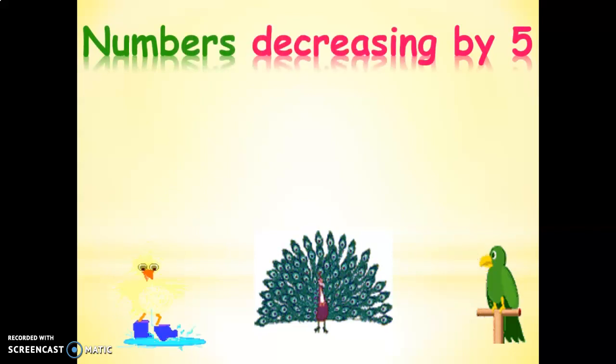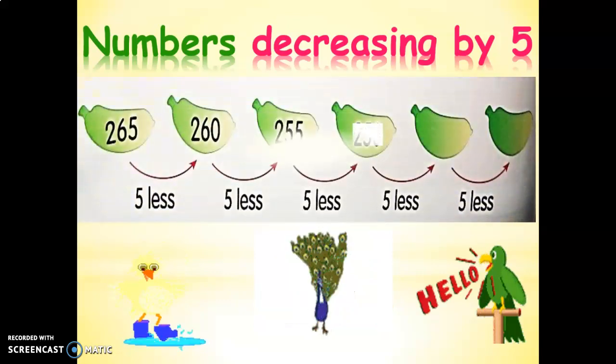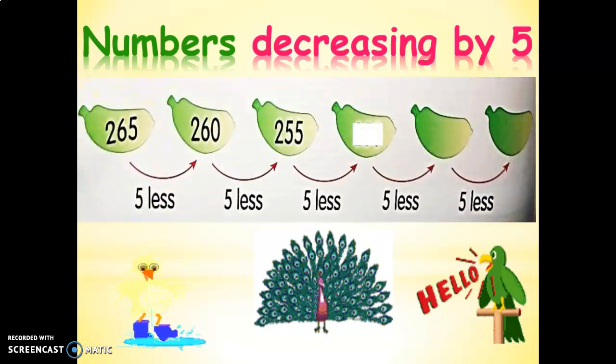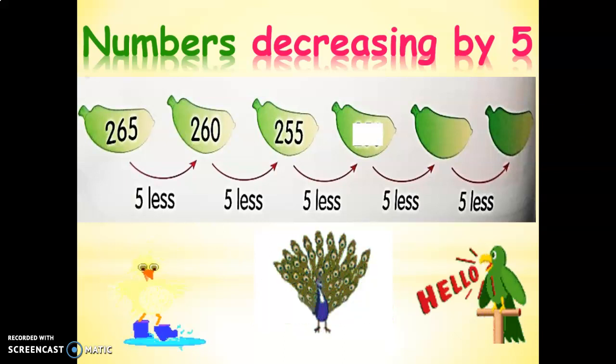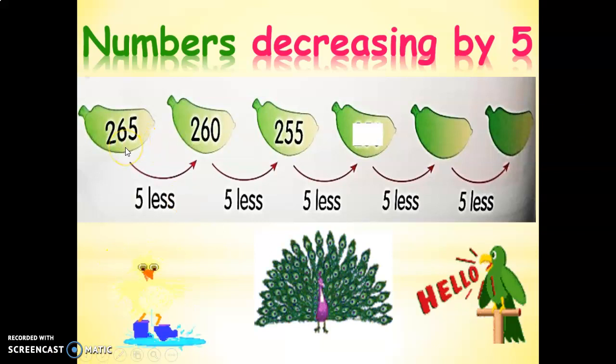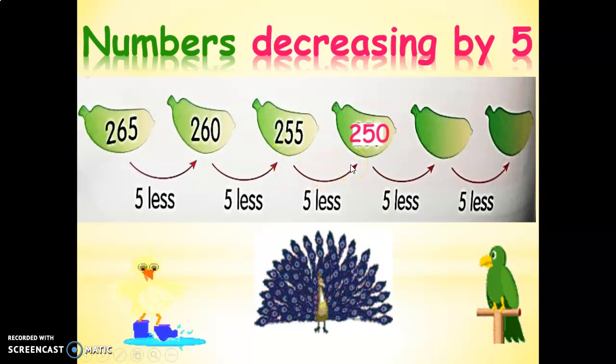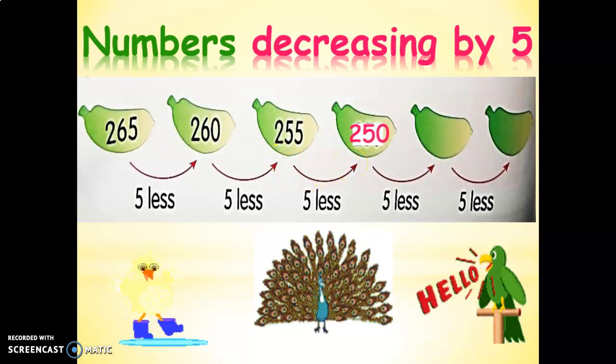Now let's have a few more examples for numbers decreasing by 5. Again, you have to think of 5 less than the number before it, or simply do minus 5. So if we start with 265, 5 less than this is 260. 5 less will be 255. 5 less will be 250. 5 less than this is now 245. And 5 less than this is 240.